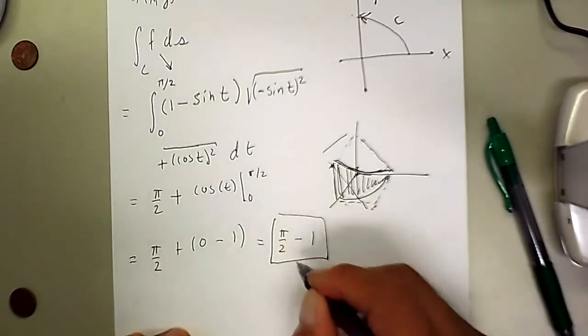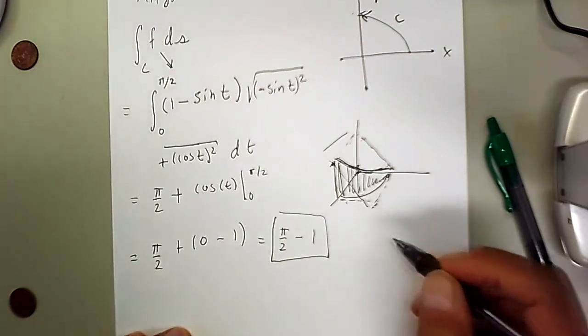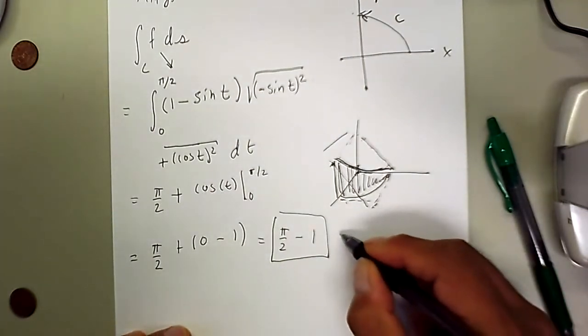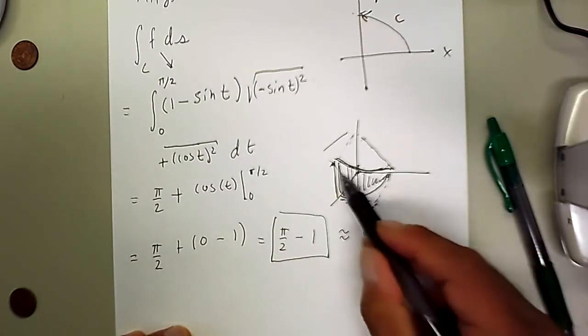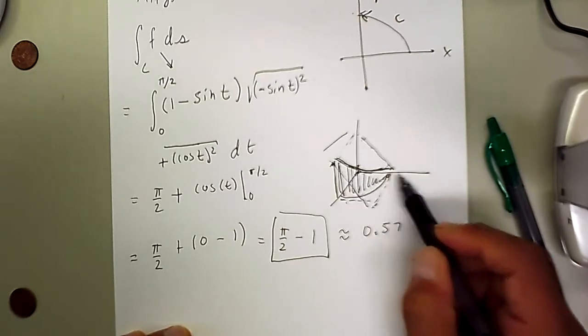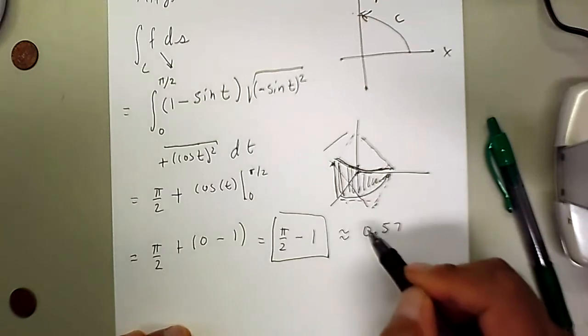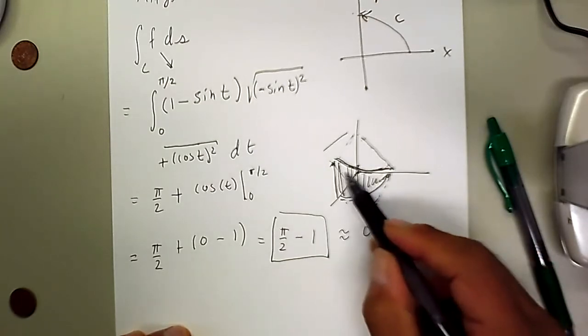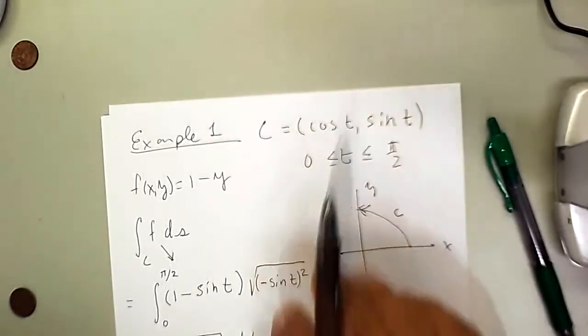Please box the exact answer. Don't box the decimal unless I ask for a decimal. Don't write a decimal, please. But I just want to have an idea of how much that is. So 0.57 units. So as this curves around, we're going to end up with 0.57 units. Yep. And those I guess would be square units. So that is example 1.